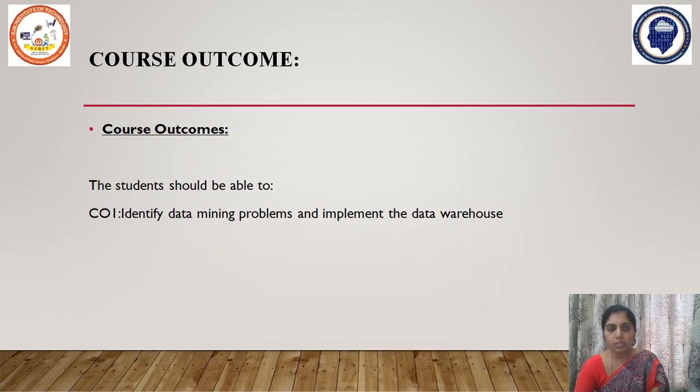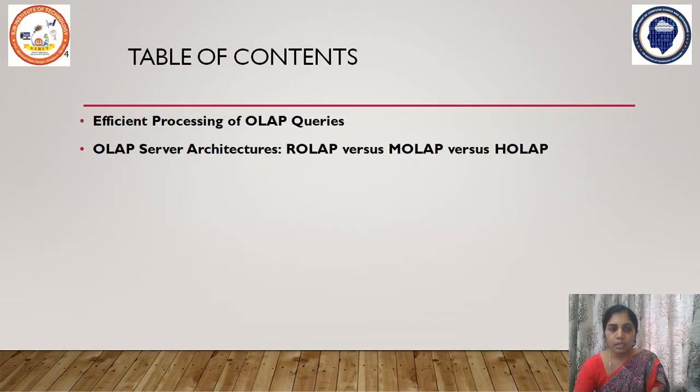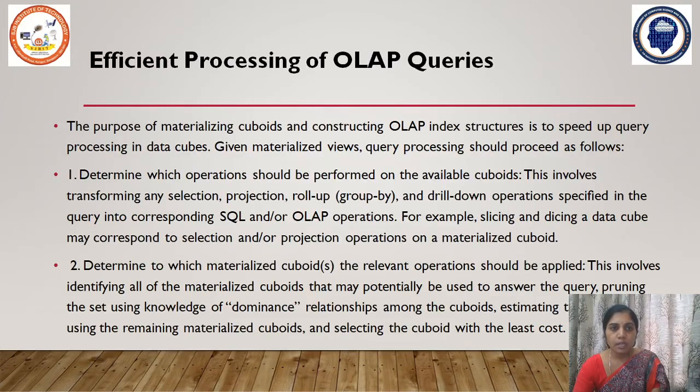In today's class, you are going to know about efficient processing of OLAP queries as well as OLAP server architectures like ROLAP versus MOLAP versus HOLAP. Okay. So last class we have done with the other forms of OLAP operations, right? So efficient processing of OLAP queries. So the purpose of materializing the cuboids is constructing OLAP index structures, which will speed up the query processing in the data cubes.